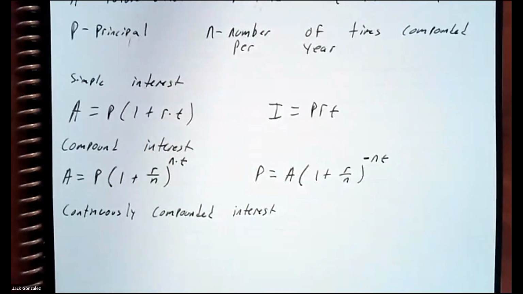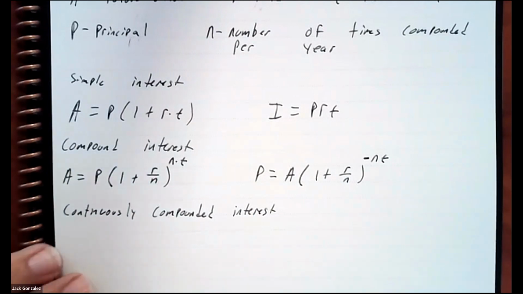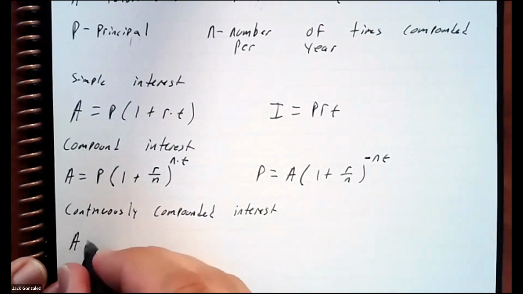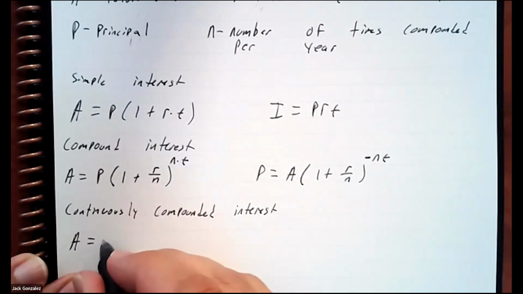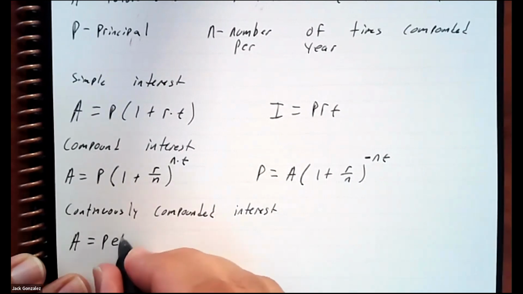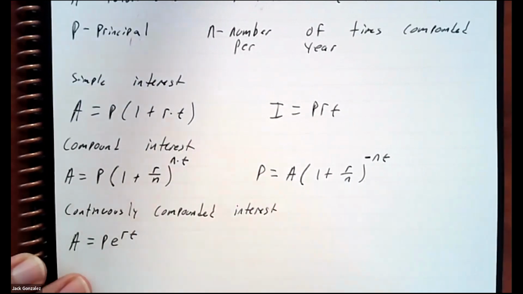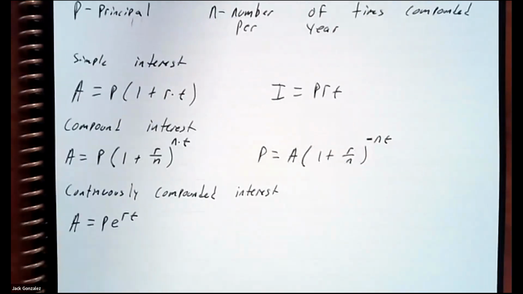Now, if they say continuously compounded interest, you will use this formula. PERT. So P times E to the RT.